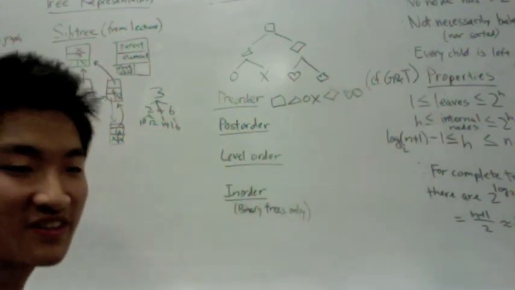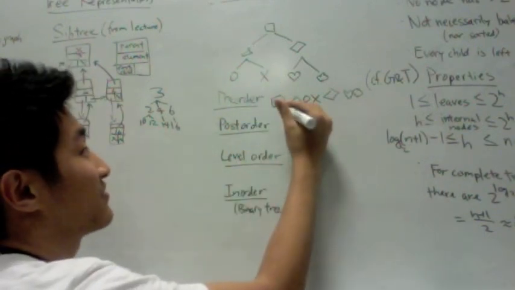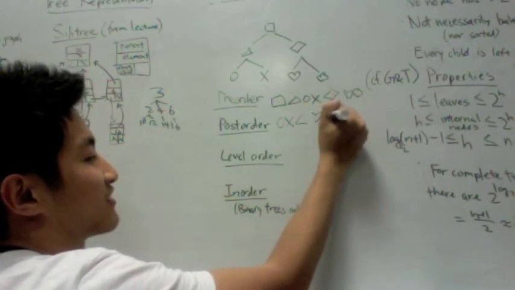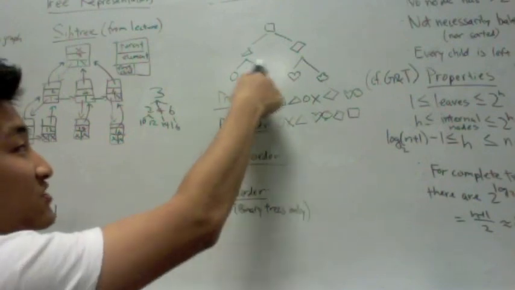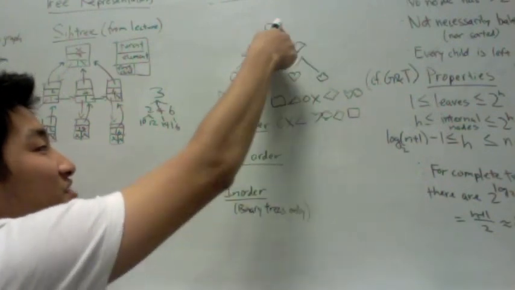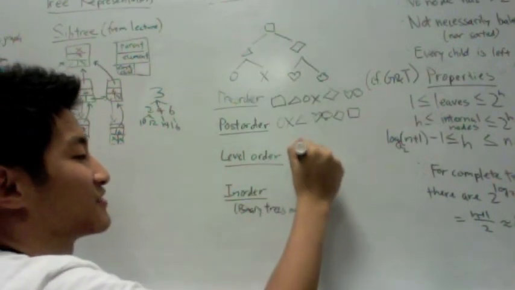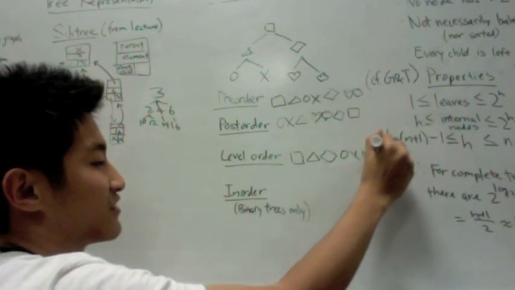Post-order is a bit different since you visit the children first before the node itself. So we have here this heart, club, diamond, and then square. You can see that the children are first, then the node. And for level order, you go level by level. So it's very intuitive here. And you can figure this out on your own.